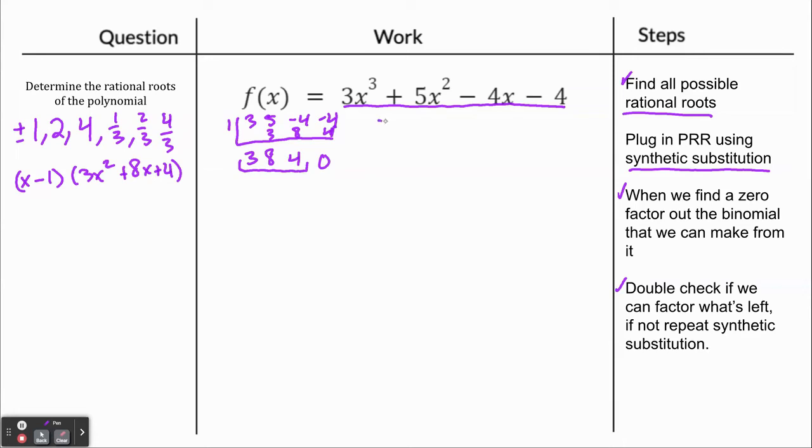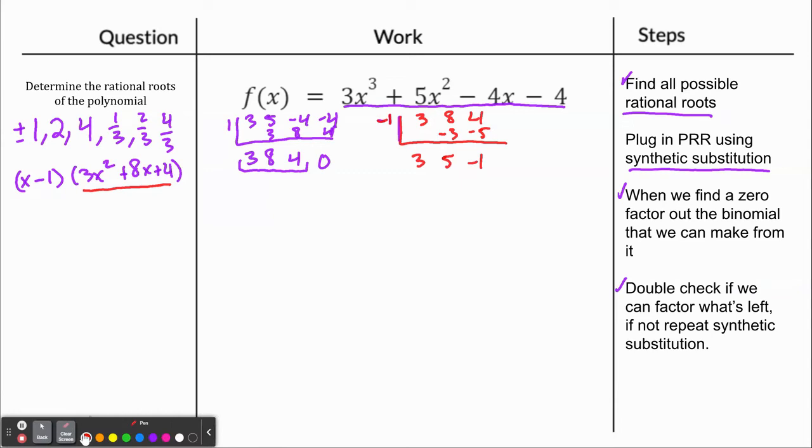So I'm going to use negative 1 here to see if that works. Let me go ahead and change colors here so we don't mix them up. You'll notice that I used this string of numbers with synthetic substitution going forward, so I can continue using that. But this one here did not give me a 0.